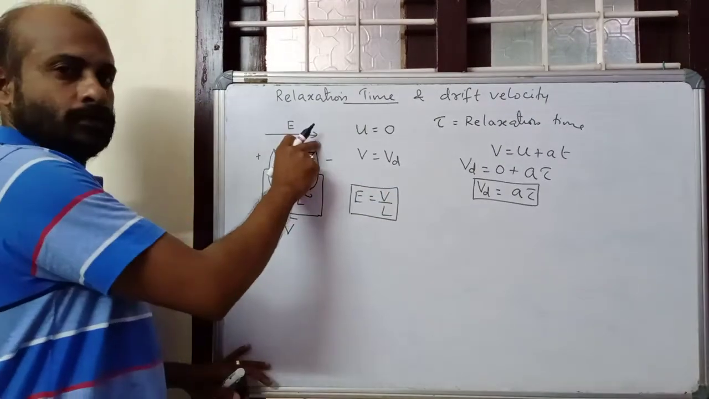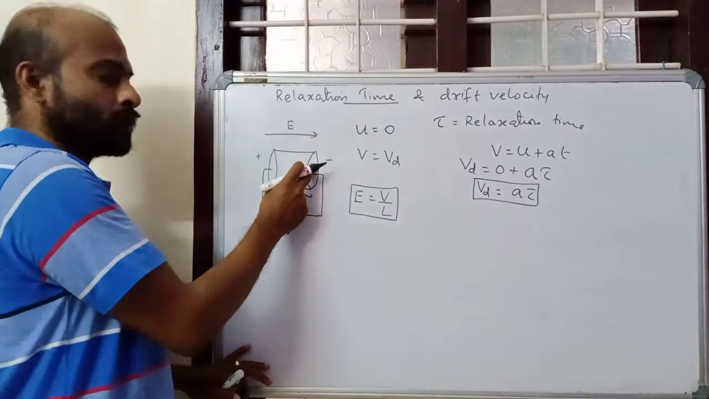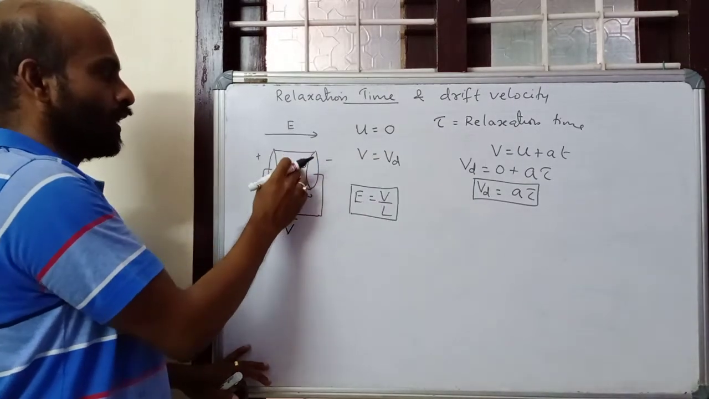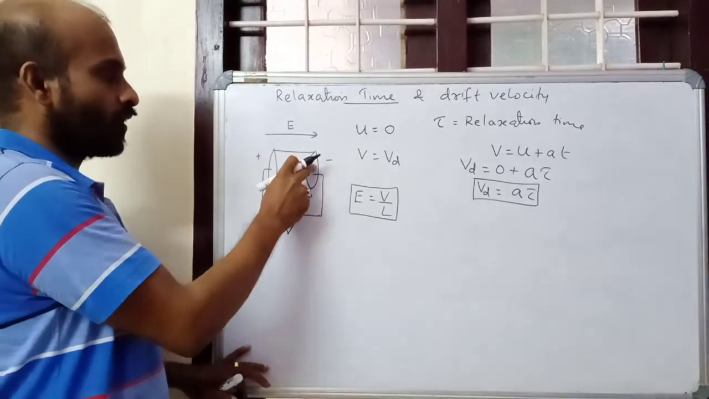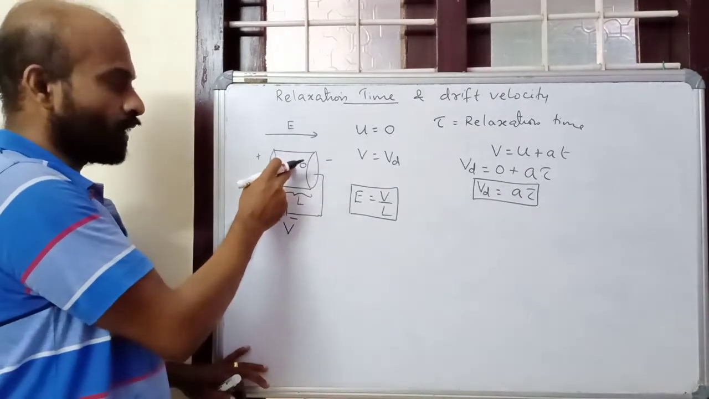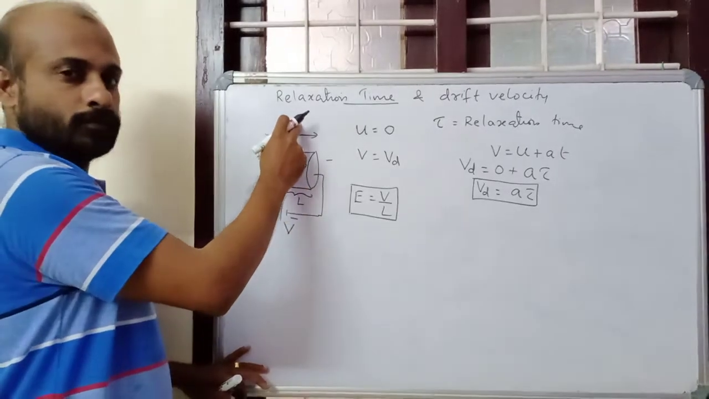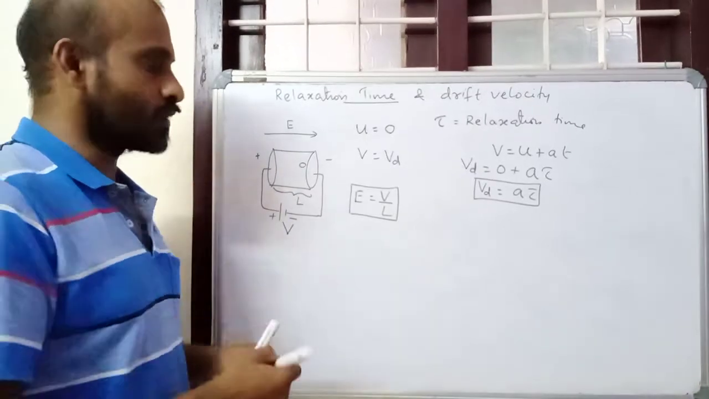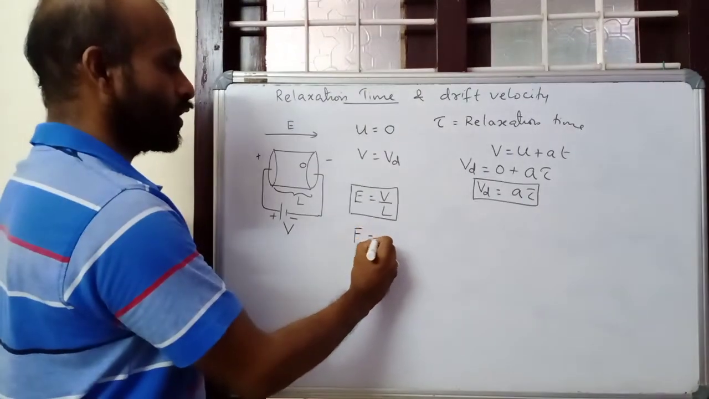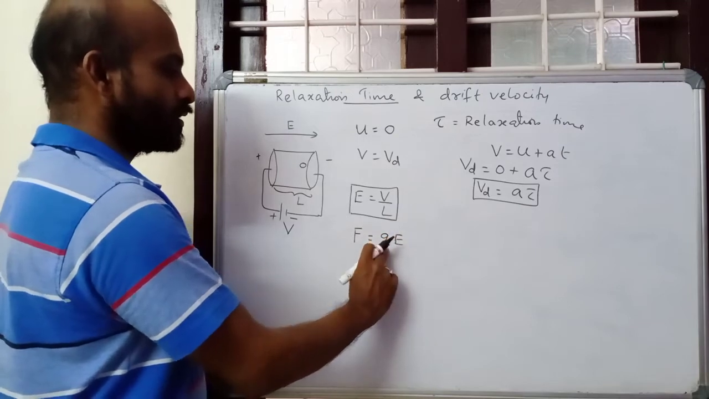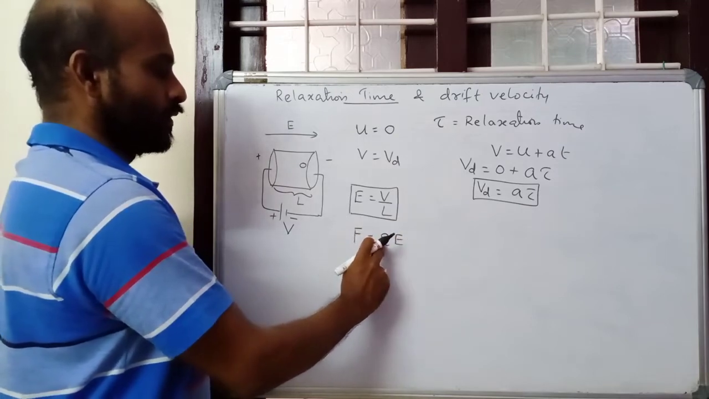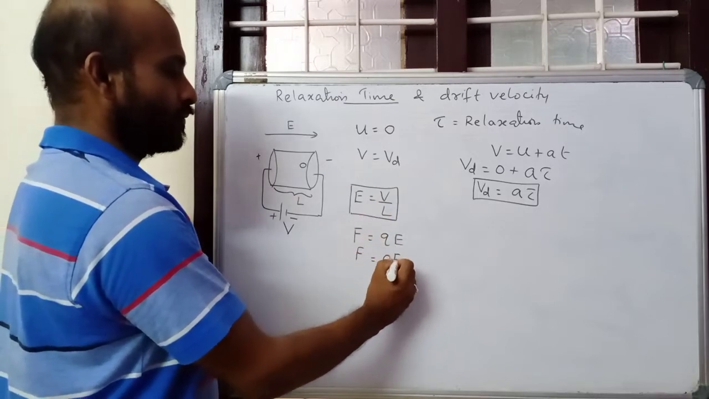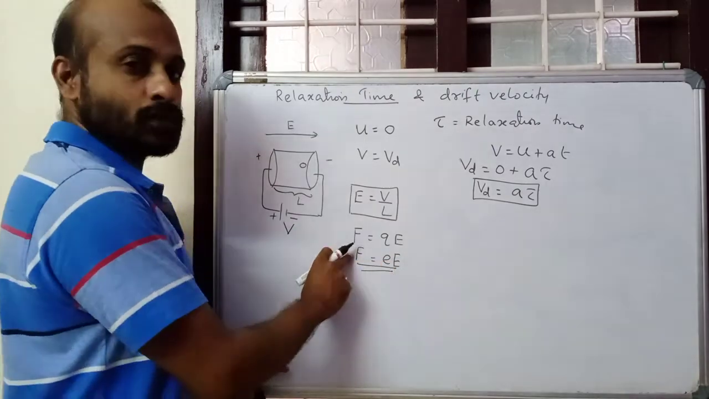Now there is an electric field. In this electric field, the electrons are moving from the negative terminal to the positive terminal with an average velocity called drift velocity. These electrons are charged particles, so when charged particles move in an electric field, they experience a force. We have seen the equation for the force: F is equal to Q into E. Q is the charge, E is the electric field, F is the force. Q we can replace by small e, the charge of the electron, so F is equal to e into E. This is the force.